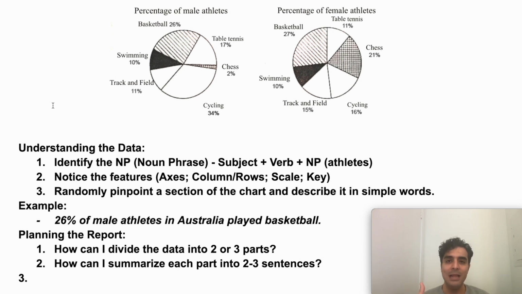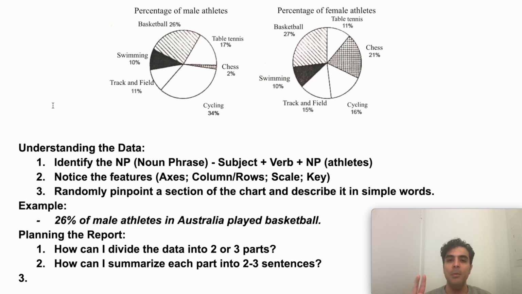I would write 1 sentence that focuses on the highest percentage and the second highest percentage. That is, cycling and basketball formed the number 1 and number 2 sports among male athletes. And I'm going to mention the numbers, right? So 34% followed by basketball, which was 26%. Note that I've only written 1 sentence so far, right? But this 1 sentence represents 2 numbers, cycling and basketball, which happen to be the first and the second ranking sports among male athletes.